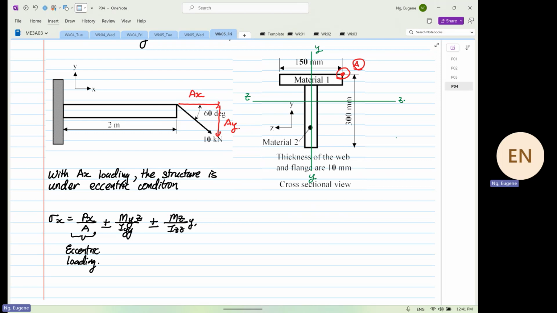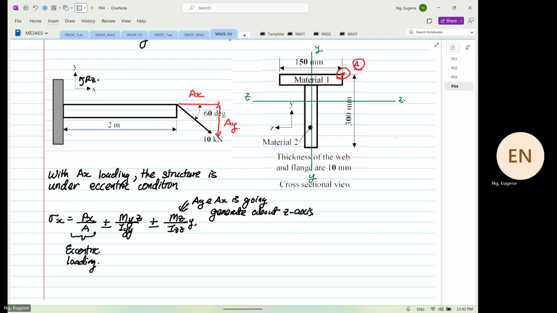Then next we ask ourselves, do we have a moment? Sorry, do we have moment about Z? Let's do something simple first, okay? So this is rotation about Z, and we know that AY, right, for this case, AY and AX is going to generate a moment about the Z-axis.